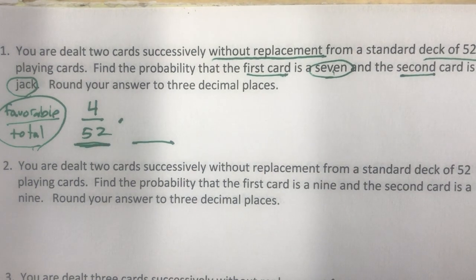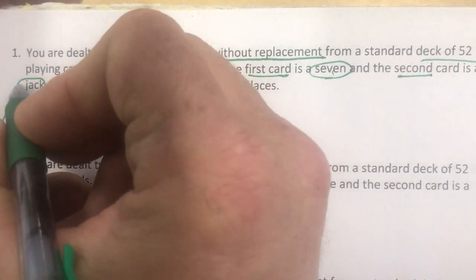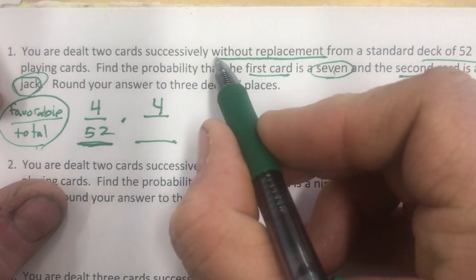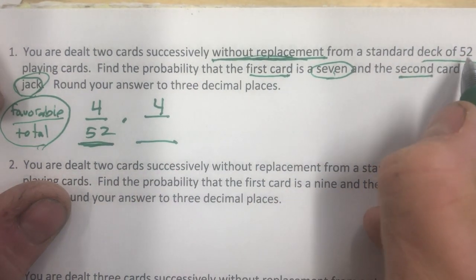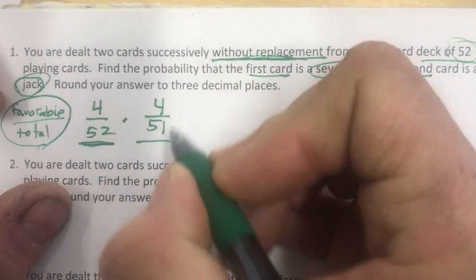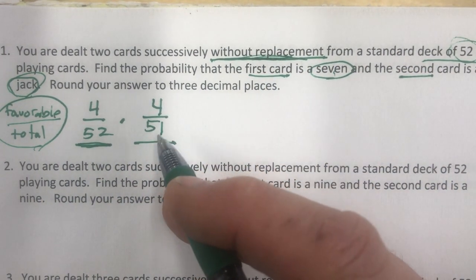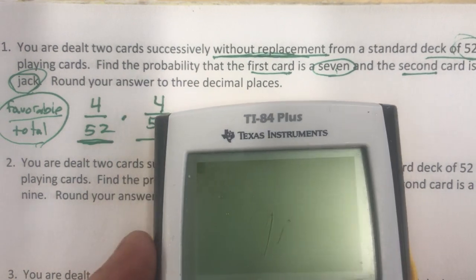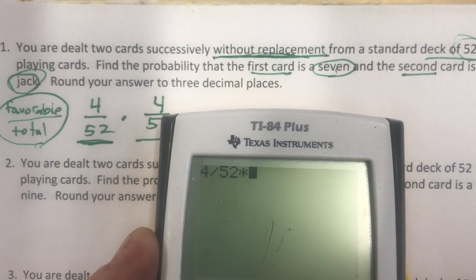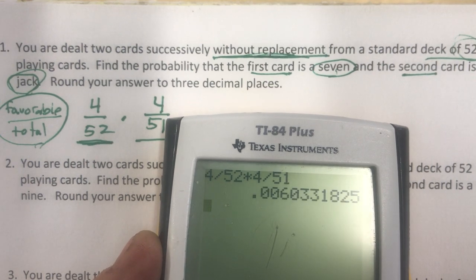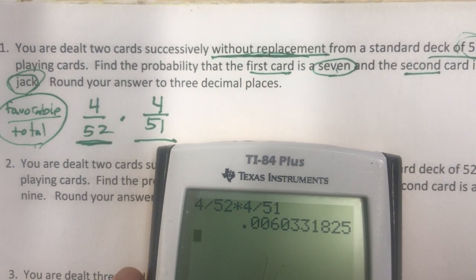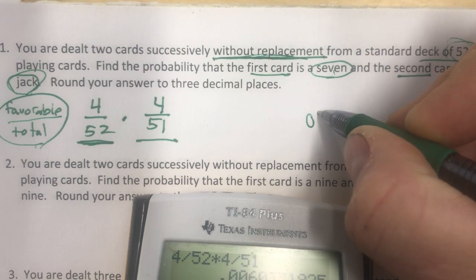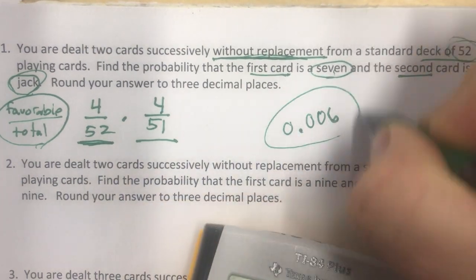Now the second event. The second event, we want a jack. All right, so how many are favorable there? How many jacks are there? Well, there's 4. Okay, but here's the thing. I did not replace that first card, which means there's not 52 in there anymore. There's only 51. So that would be the probability for that second card. All right, so I multiply these up. So when you do this, you just do 4 divided by 52 times 4 divided by 51. And it comes up to be this right here. It says round it to 3 decimal places, so 1, 2, 3. The 0 does not make the 6 go up, so we're looking at 0.006. That'd be my answer.